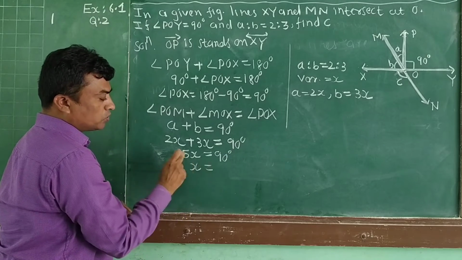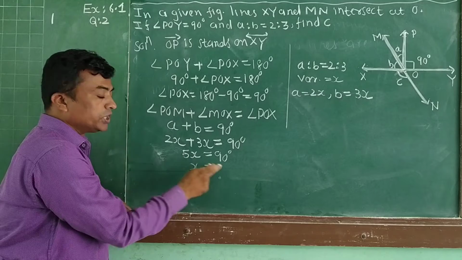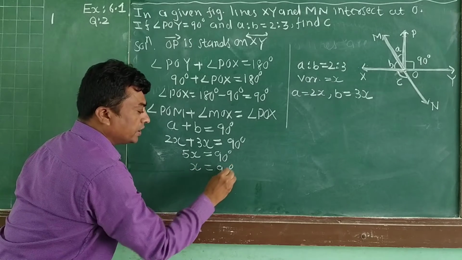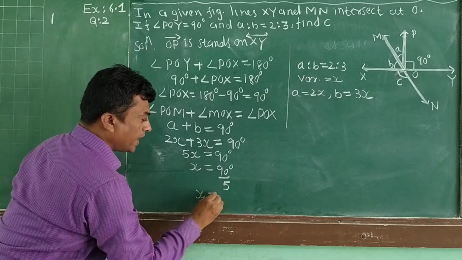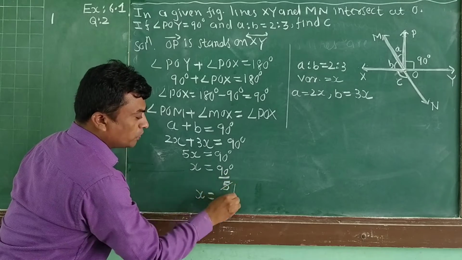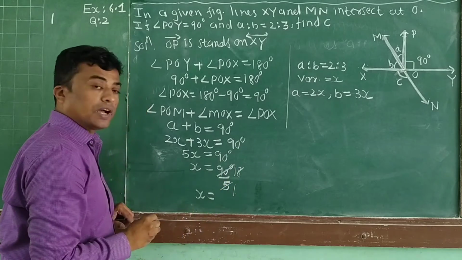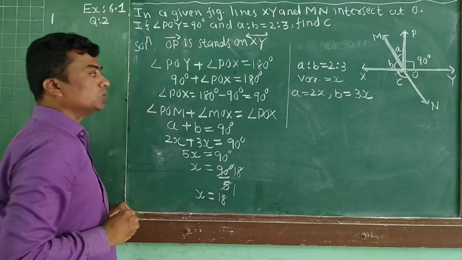Now x is equal to... the 5 side we have to change, so it will go in division. So 90 divided by 5. So x is equal to what? 5 18s are 90. So x is equal to 18.